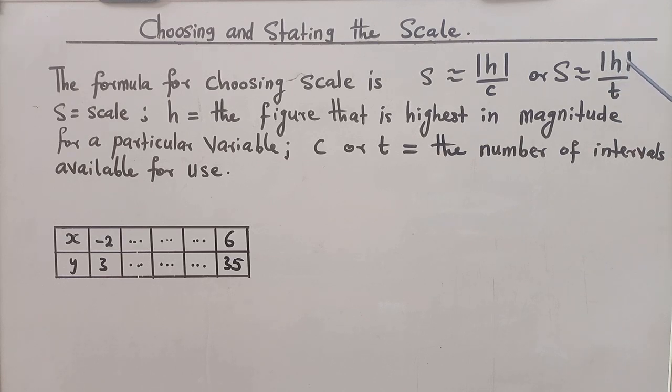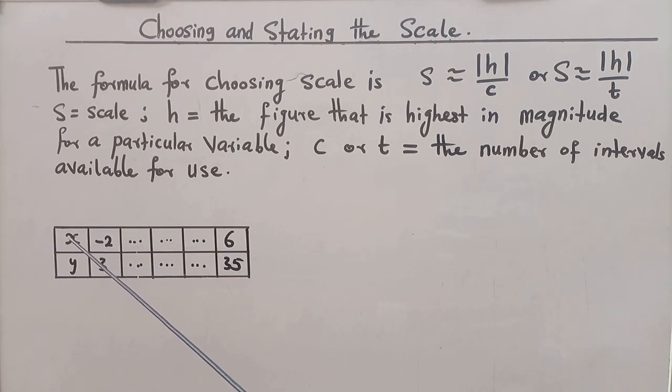This is important because sometimes a number that is higher in magnitude is negative. And because it is negative, we might be tempted to start seeing it as the lowest value and not consider it for use to choose the scale. Our foregoing case will bring this to limelight. Therefore, this H refers to the figure that is highest in magnitude for a particular variable.